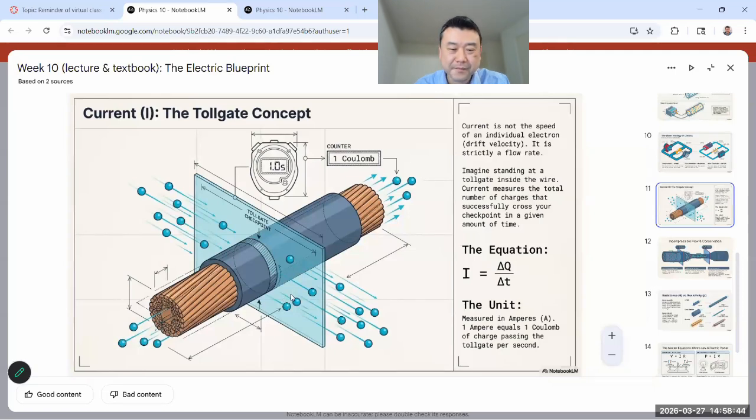The way I explain it in the lectures, imagine you are the toll gatekeeper. You wait 1 second. Which of these charges have crossed? You count it as delta Q. Which charges came closer but didn't quite cross? You wait until they actually do cross to count them as current. That gives the unit of 1 ampere.